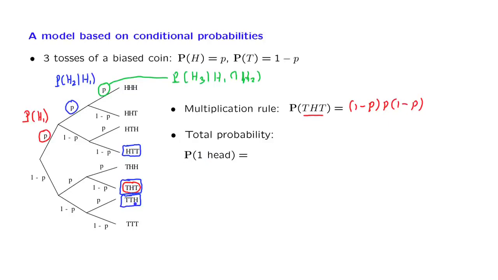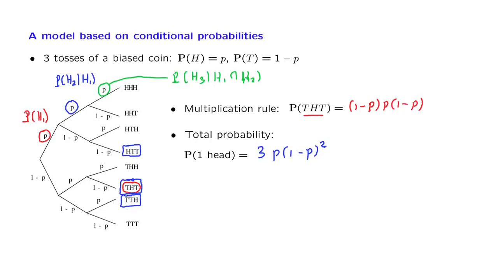To find the total probability of this event, we need to add the probability of the different outcomes that correspond to this event. The probability of this outcome is p times 1 minus p squared. The probability of this outcome is what we calculated. It's again p times 1 minus p squared. And the probability of the third one is also p times 1 minus p squared. So the answer is 3p times 1 minus p squared. Notice that each one of the three different ways that this event can happen have the same probability. So these three outcomes are equally likely.